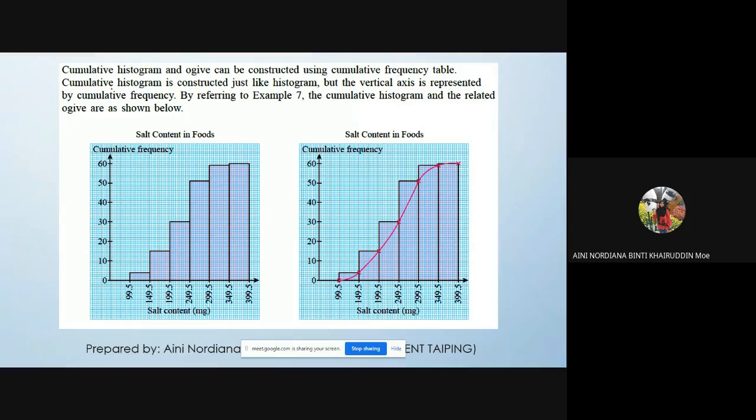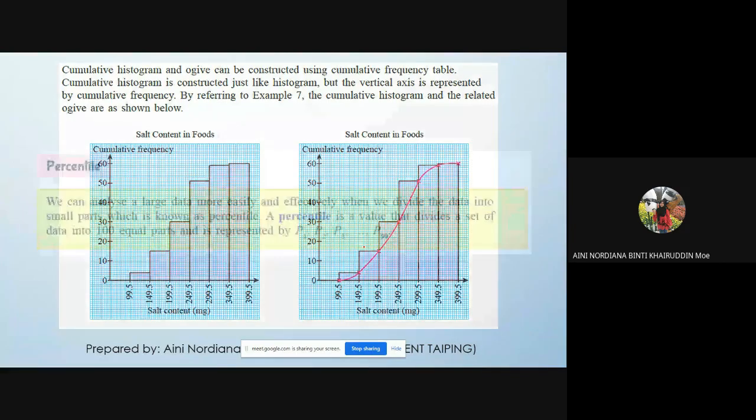Cumulative histogram is constructed just like histogram but the vertical axis is represented by cumulative frequency, as I said just now. By referring to the example 7, the cumulative histogram and the related ogive are shown below. So ni combine of histogram and ogive tadilah. Okay, next.